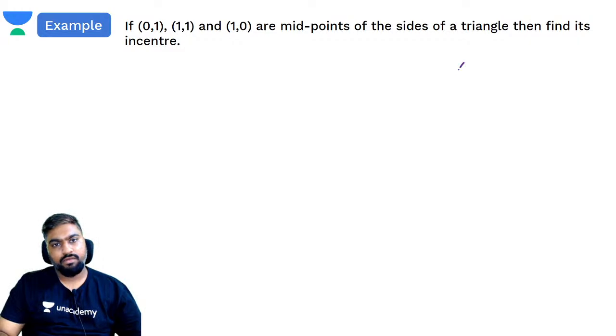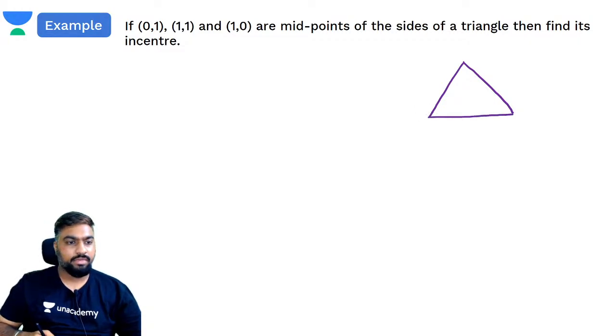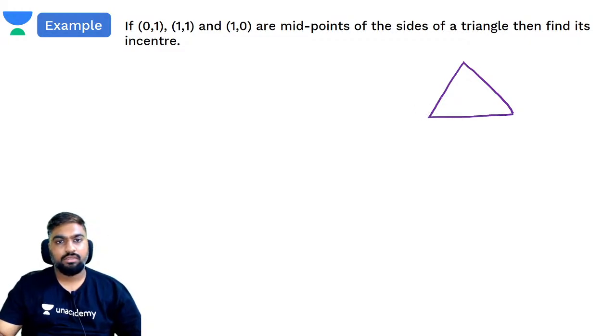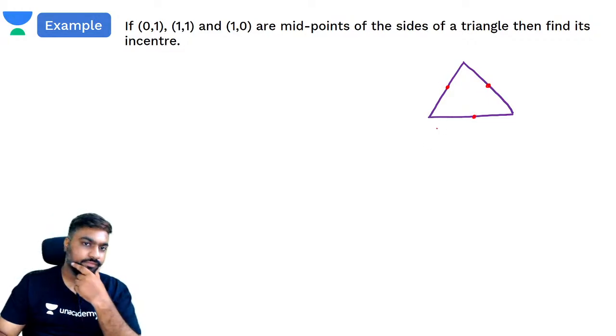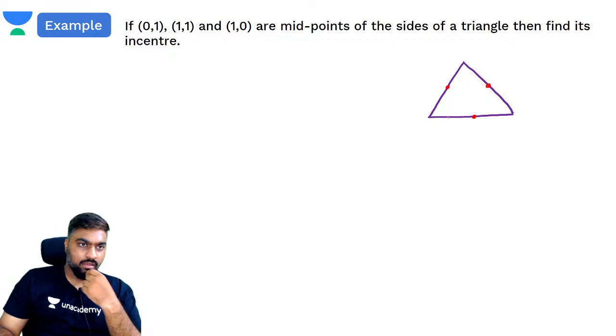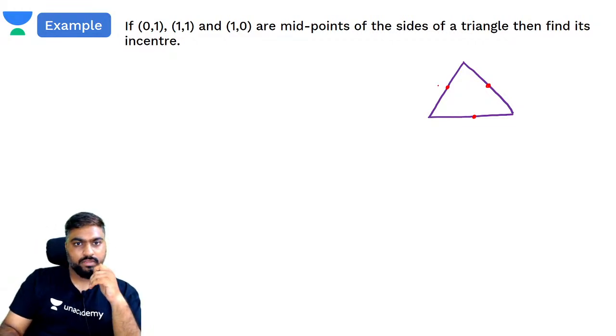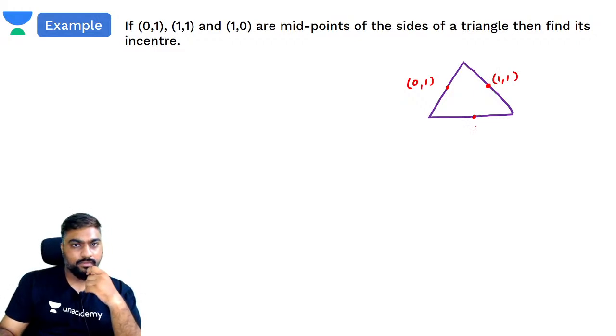Okay, so you have a triangle, and they've given us the midpoints of it. Yes, midpoint of this, सॉरी, midpoint, midpoint, midpoint है ना. So we can call this 0, 1, 1, 1, and this will be 1, 0.